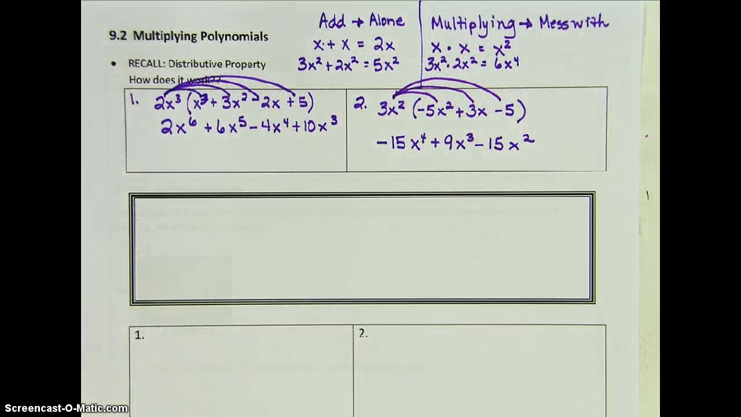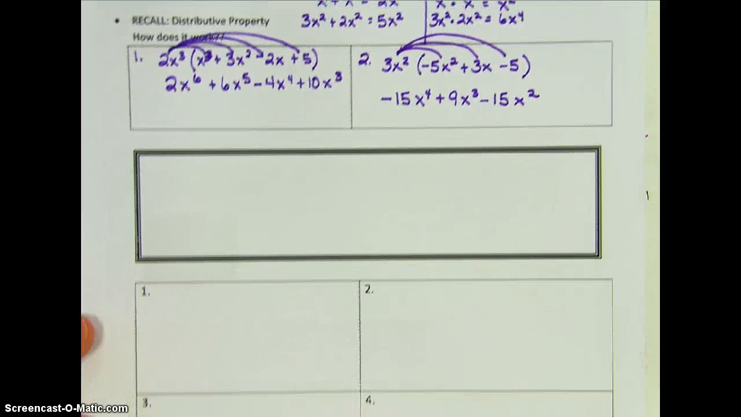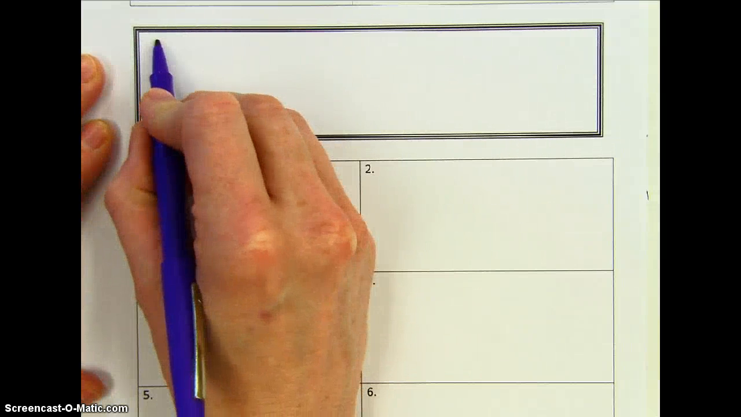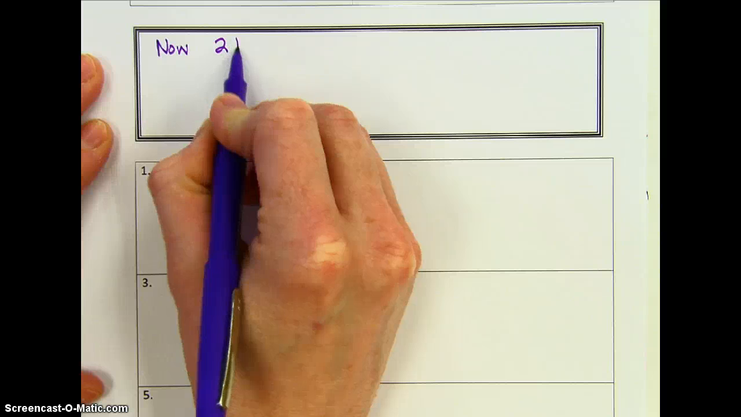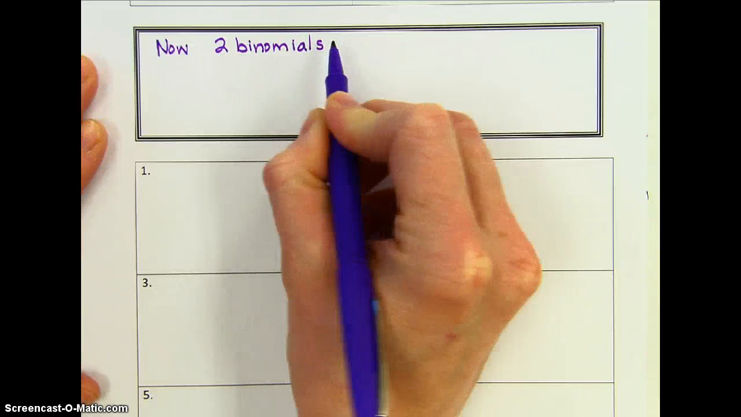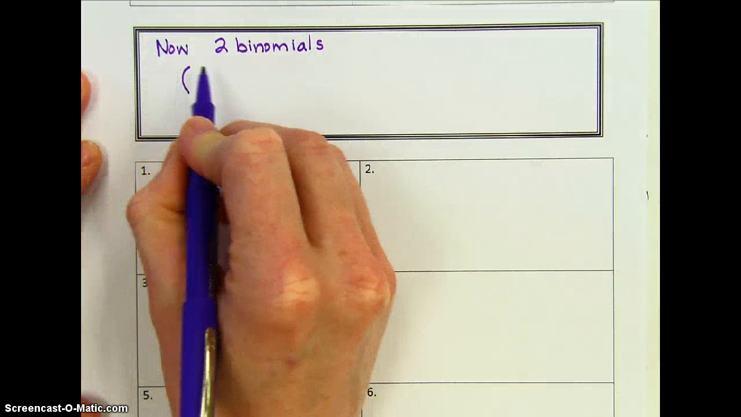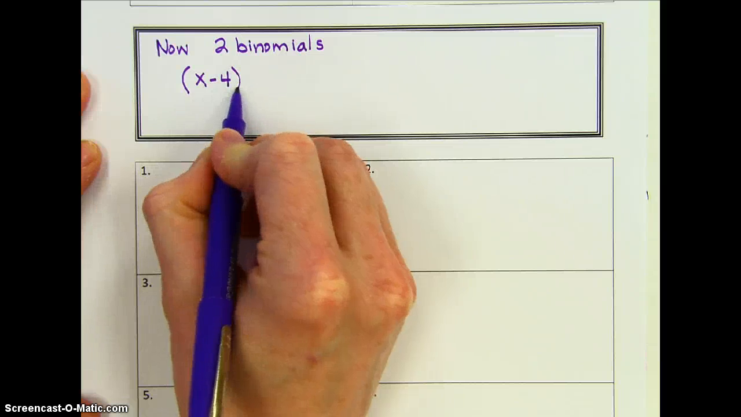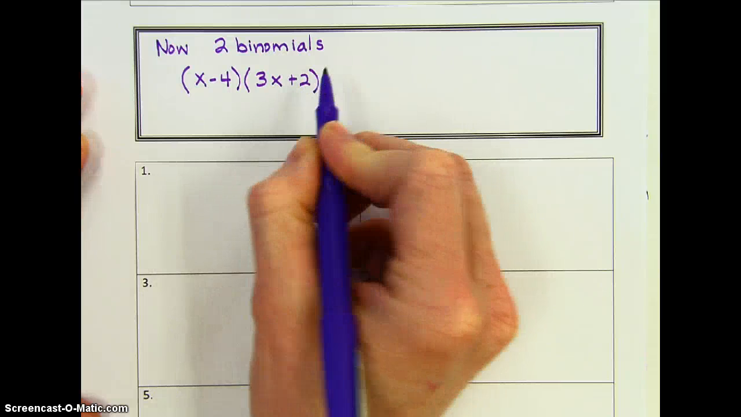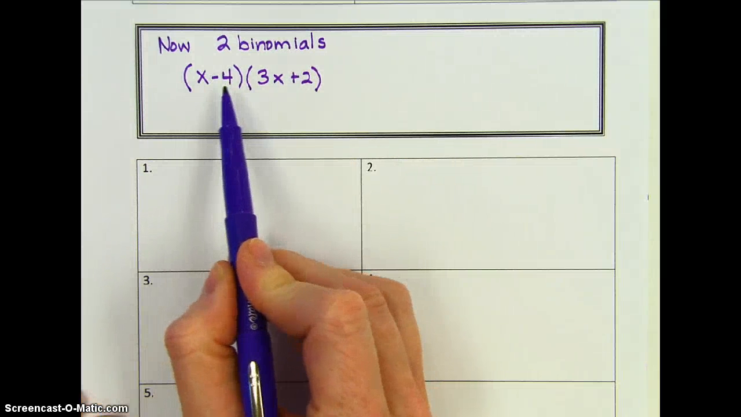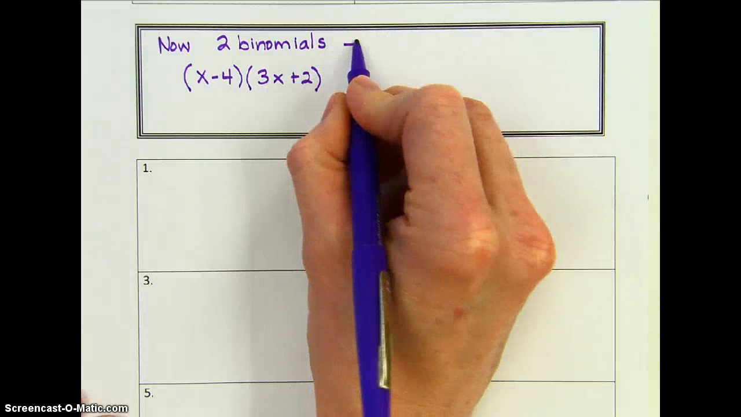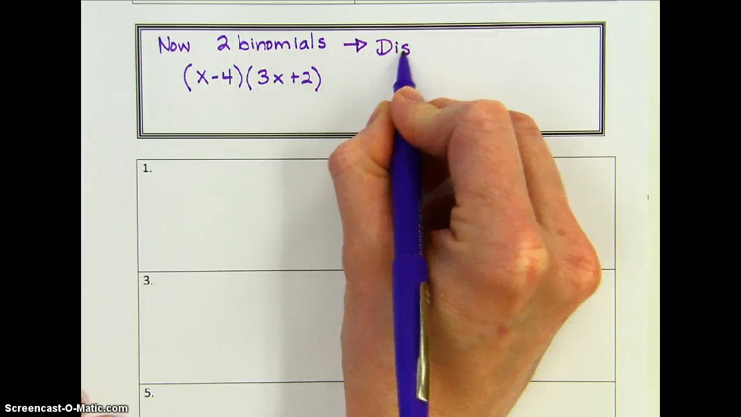Now, what if we have two binomials? So let's go down to this box and write that question. Okay, so now two binomials. Now remember that a binomial has two terms. So look at this example. x minus 4 times 3x plus 2. Now, you no longer have the monomial out front. Well, now that you have two binomials, you still apply the distributive property.